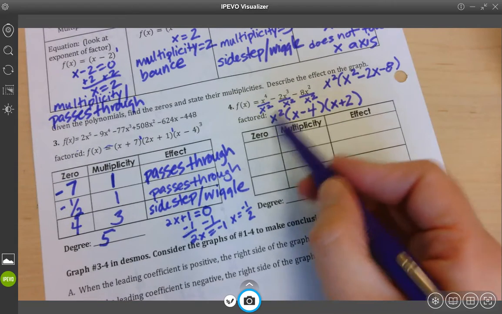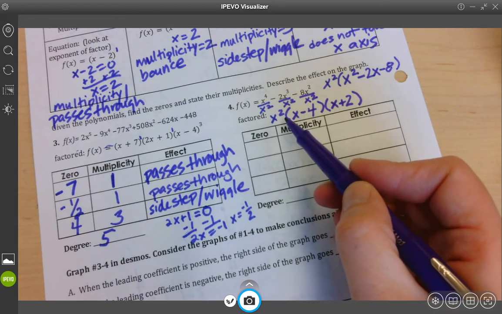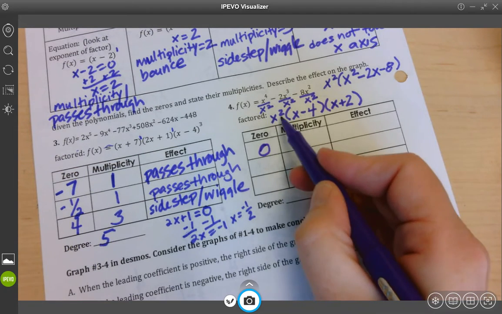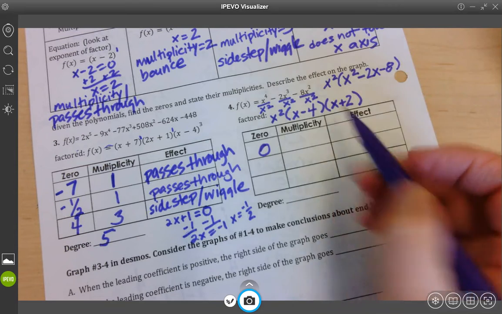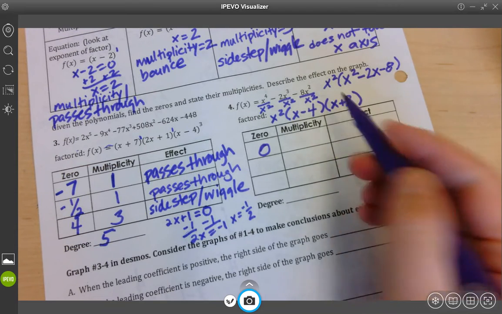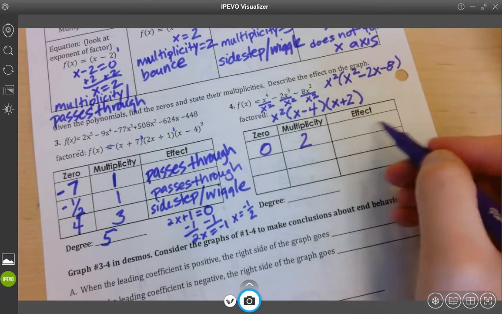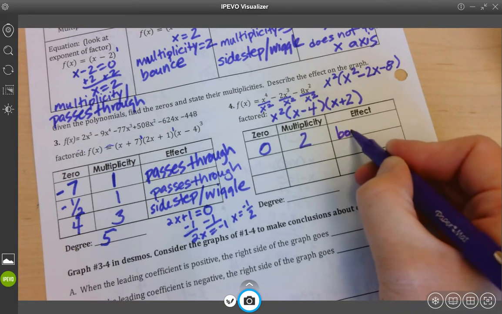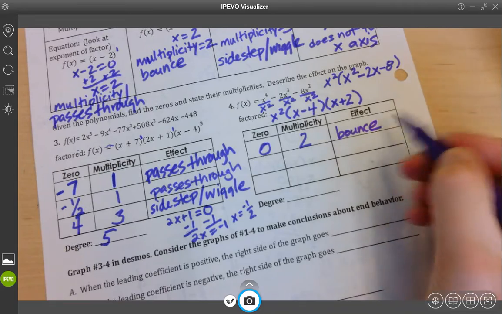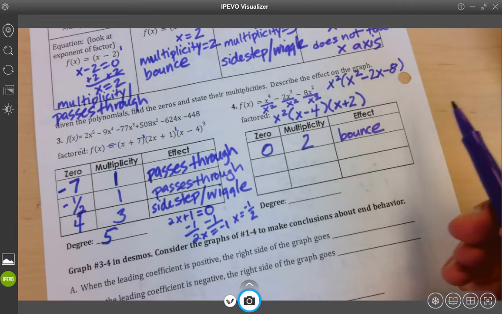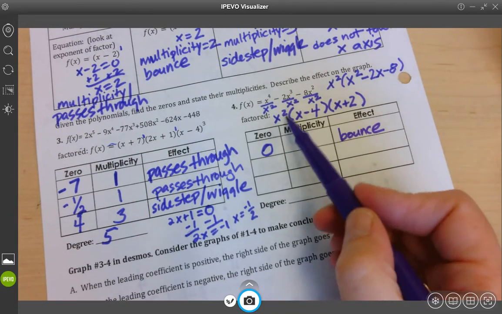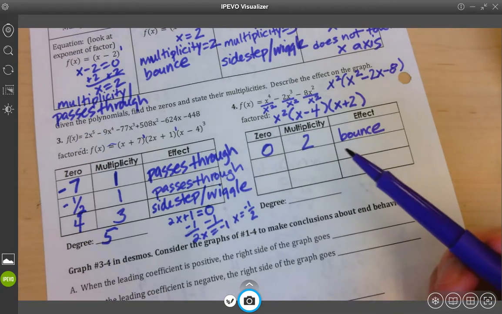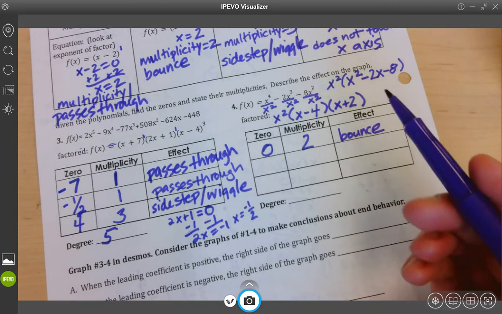All right, if I set x squared equal to 0, what do I get? X equals 0. Multiplicity? What's the multiplicity? 2. And what happens when you have multiplicity 2? It bounces. I know it's 2 for 0. It's this squared right here. You see that? That's where we get the multiplicity.